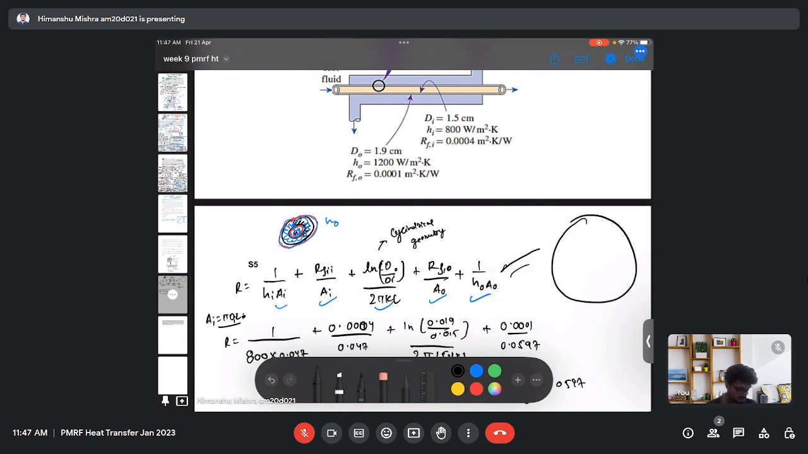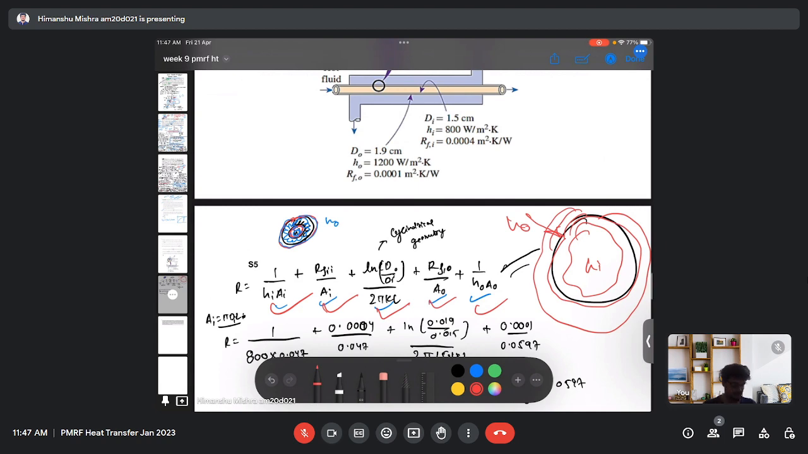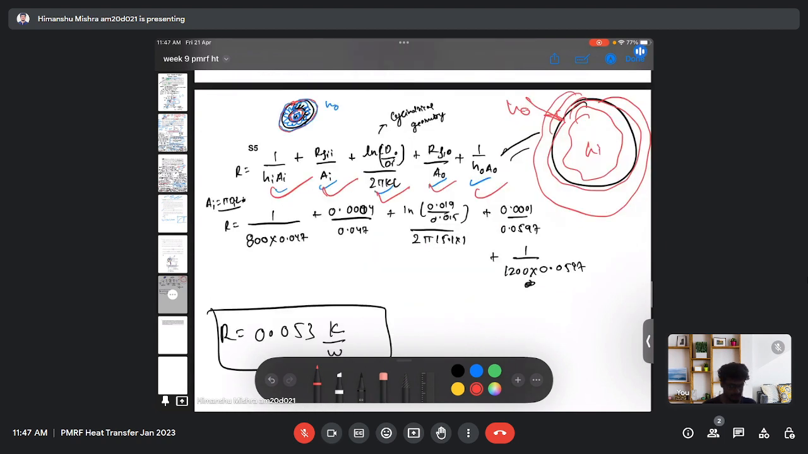For that, we first consider the resistance due to internal heat convection from fluid to the wall, which is this. Then due to the internal fouling factor, which is this. Then within the tube there will be heat transfer by conduction. So this is this. Then the outside fouling factor, which is this. And outside heat transfer convection from the surrounding fluid to the pipe, which is this. So then we just put in the values to calculate the total resistance.